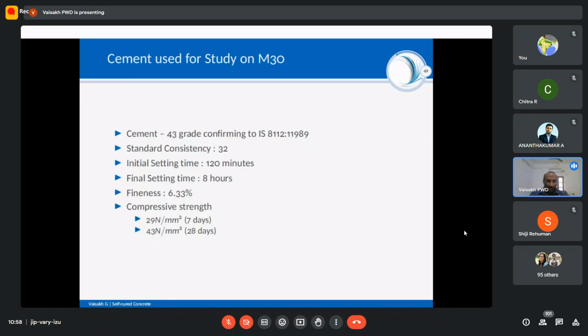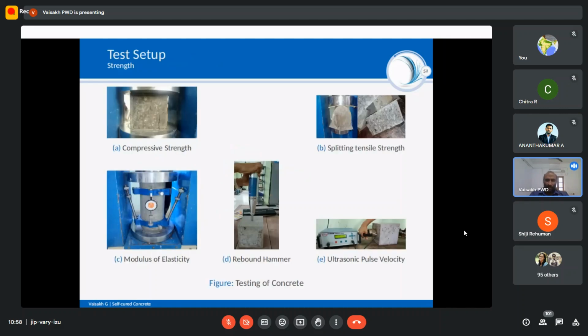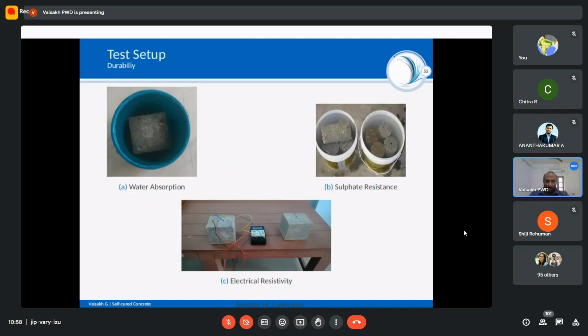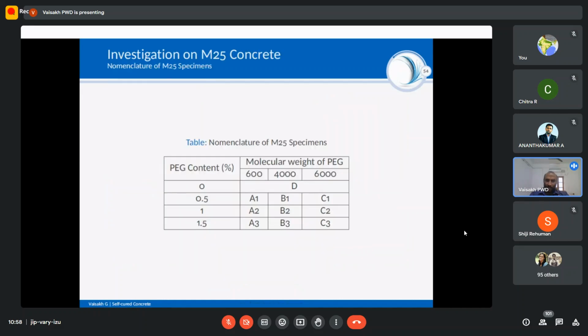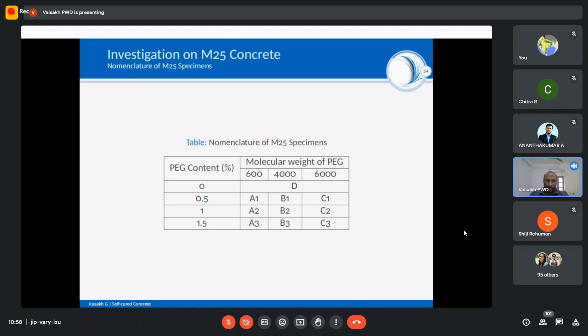There was a study on M30 concrete: the cement, the fine aggregate, and the mix design. I'm skipping through this because what is more important is the outcome. And I've done different testing: electrical resistivity, sulfate resistance, water absorption, etc. So here, just understand that I have used three molecular weights of PEG: 600, 4000, and 6000, in the range 0, 0.5, 1, and 1.5 percentage by weight of cement.